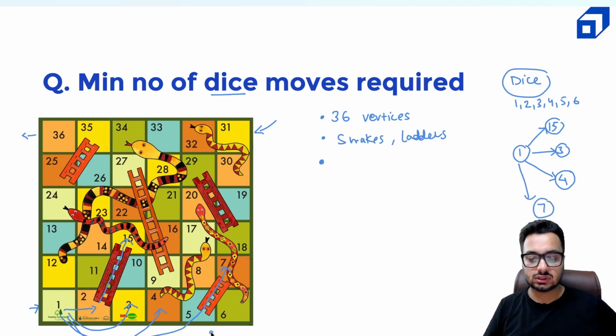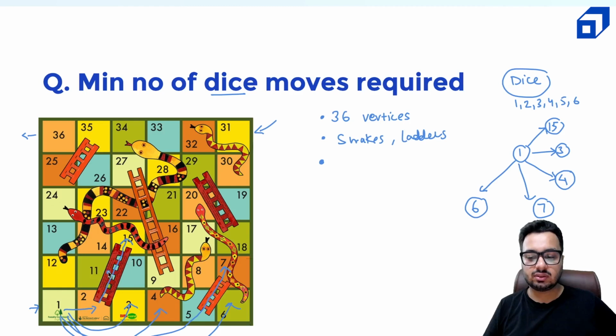And if you throw 5, you can reach 6. That means there is an edge from 1 to 6 also, right? Now if you throw 6, you can also reach 7. That means it is the same edge. We will not count that edge again.